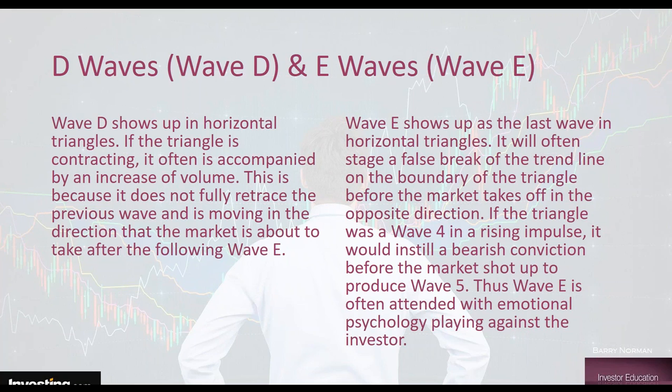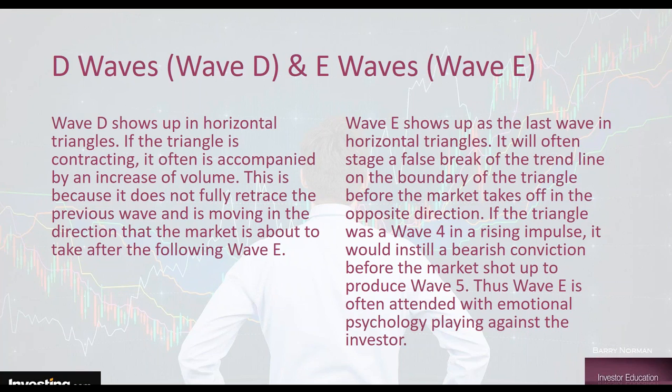Okay. Wave D shows up in horizontal triangles. If the triangle is contracting, it often is accompanied by an increase in volume. This is because it does not fully retrace the previous wave and is moving in the direction that the market is about to take after wave E.